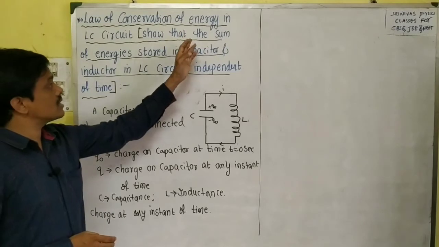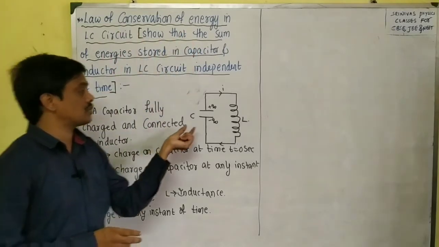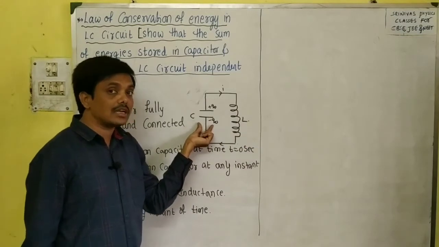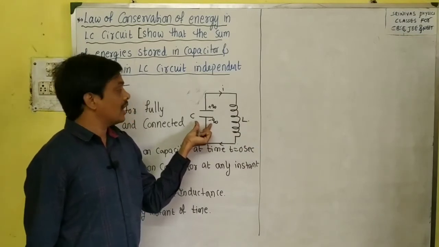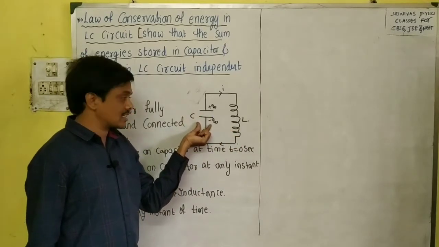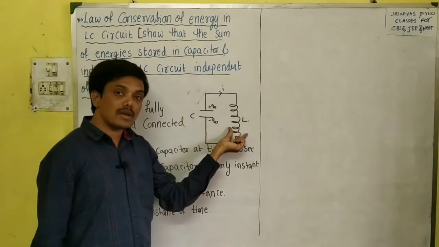Law of conservation of energy means that in the LC circuit we have a capacitor and an inductor. The capacitor is initially fully charged and then connected to the inductor. Initially the capacitor has the maximum energy and the inductor has the minimum energy.